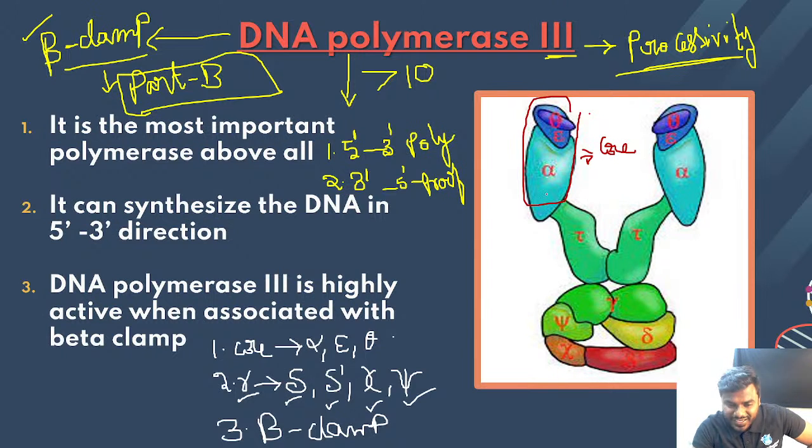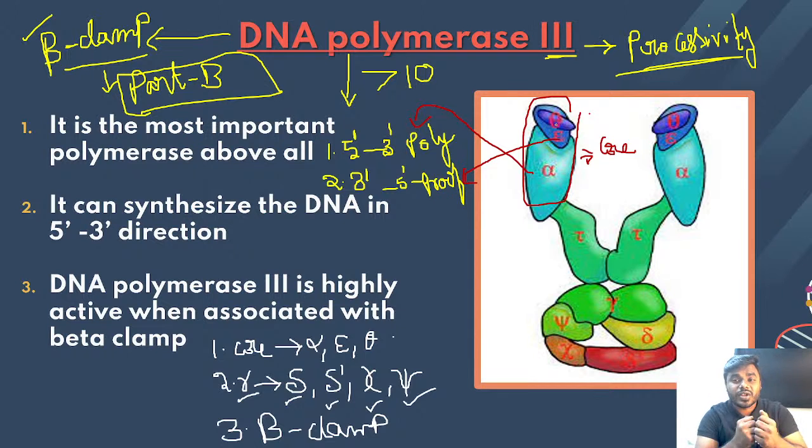Every student pay attention and kindly don't forget. Alpha is the one which will be involved in the 5' to 3' polymerization. Epsilon is the one which is involved in the 3' to 5' proofreading. Now you can ask me, sir, what is the major function performed by the theta? I can tell you one thing. Theta does not have any function actually.